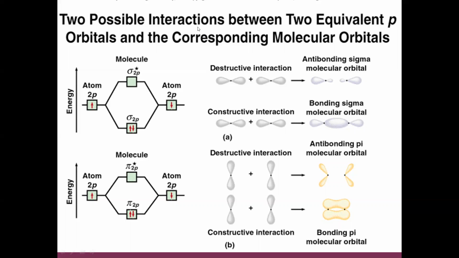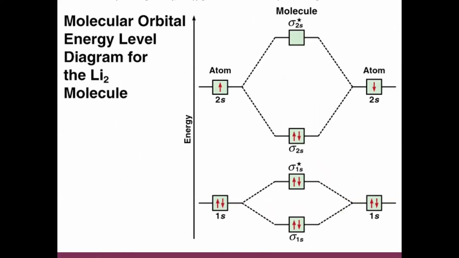So there are 2 possible interactions between the 2 equivalent p orbitals, not like the s orbital. P can have 2 possibilities, either form the sigma bond or form the pi bond. And the sigma and pi both can have bonding and anti-bonding too. So this we learned.